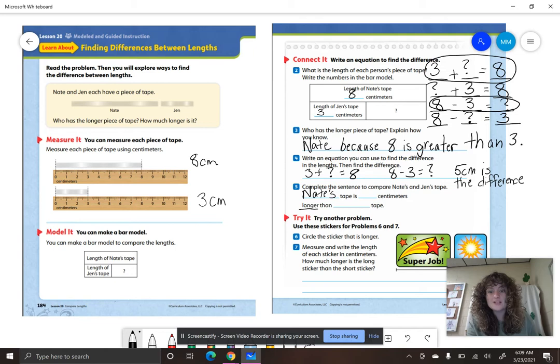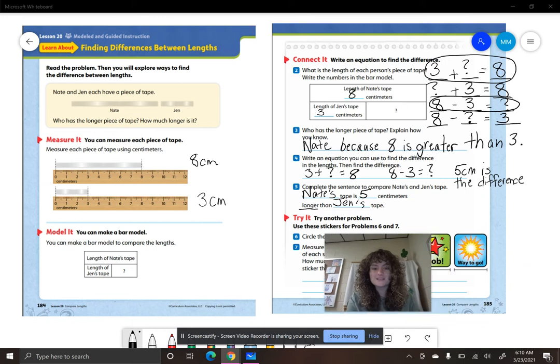Look back to your equations. 5 centimeters. Nate's tape is 5 centimeters longer than whose tape? Jen's tape. We could also say that Jen's tape is 5 centimeters shorter than Nate's tape.